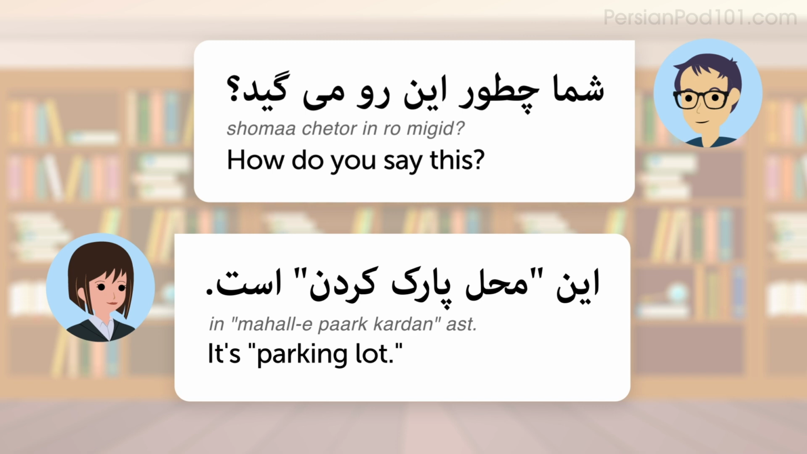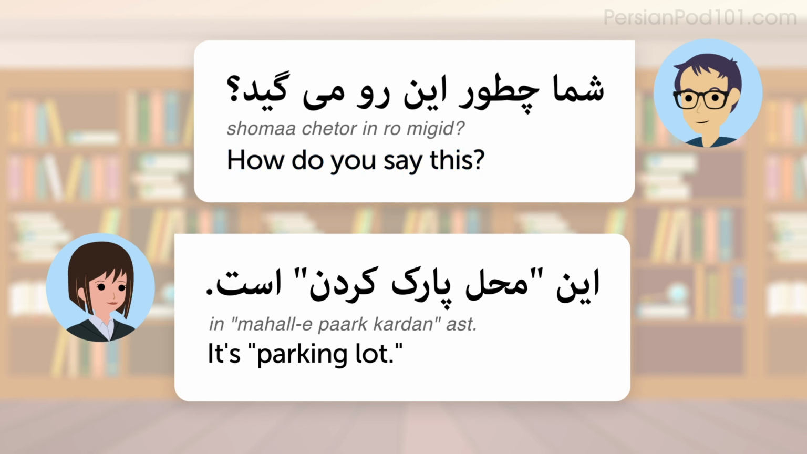First of all, you'll need to learn how to say, how do you say this? That's, شما چطور این رو میگید؟ Listen to it again. شما چطور این رو میگید؟ This Persian sentence literally translates into, you how this say, but it means, how do you say this in English?